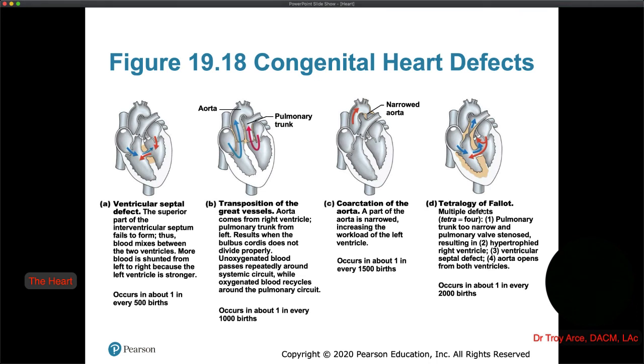You have a hard time. The baby gets cyanotic for some reason. The baby starts crying when you feed them. They get blue. They get fits. This is called tetralogy of Fallot.